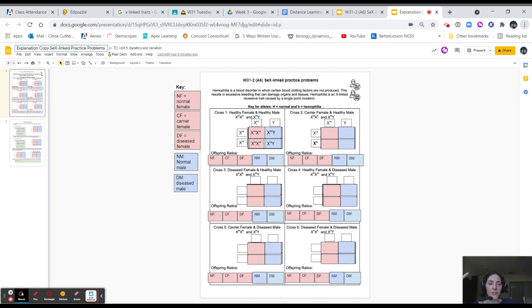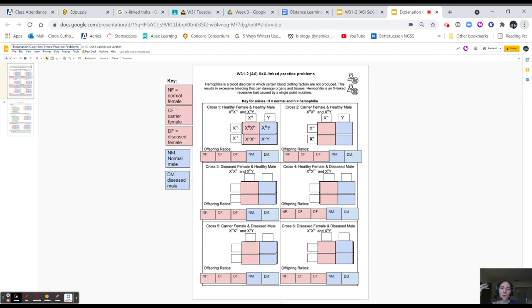So then how are you going to do the ratios? I really just am asking you to do a percentage. The key is NF is normal female, CF is carrier female, DF is diseased female, NM is normal male, and then DM is diseased male. Why is there no carrier male? Because males cannot be carriers for an X-linked disease or trait since they don't have two X's. You have to have two X's to be a carrier.